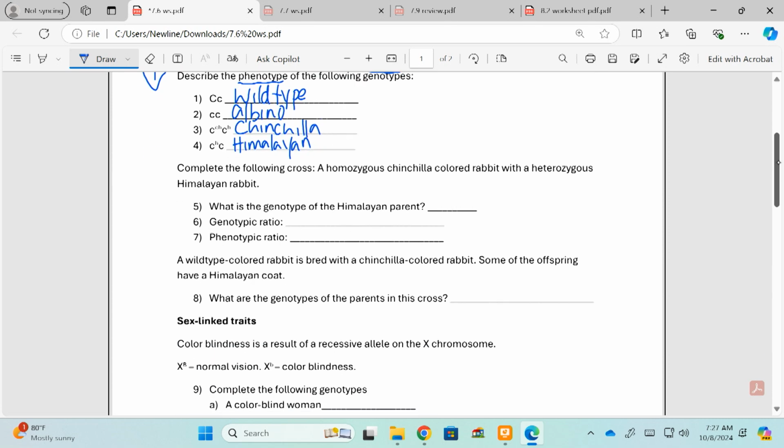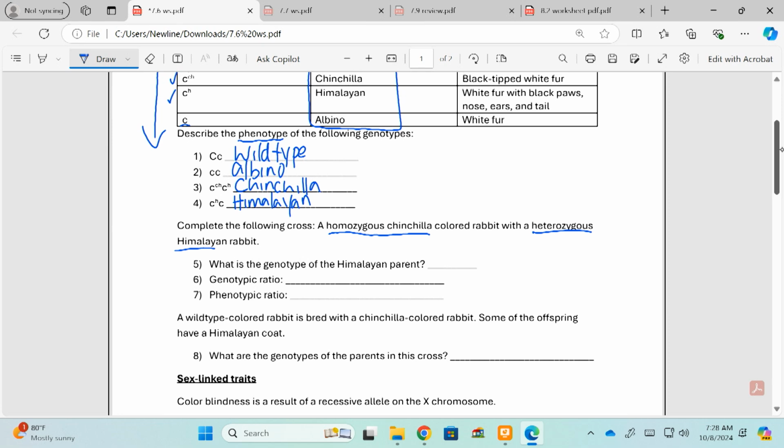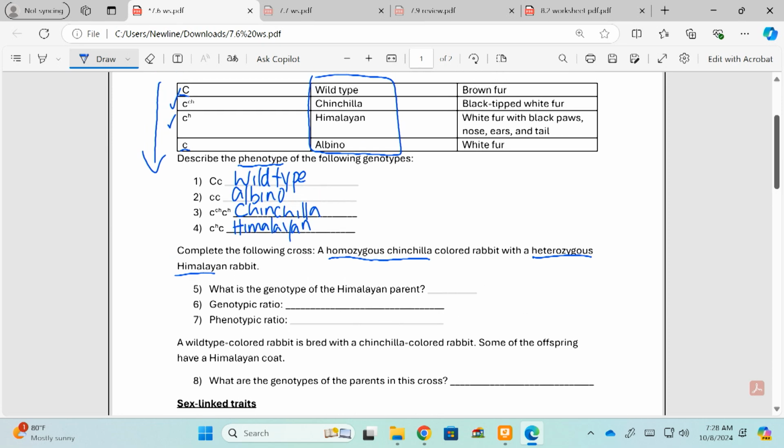So this is where it can really get confusing. Okay, so it says complete the following cross. A homozygous chinchilla colored rabbit with a heterozygous Himalayan rabbit. Okay, so we know the full genotype of one of these. Because this says homozygous chinchilla, we'll just use this allele twice. So let me go ahead and draw my Punnett square. And we'll start filling this in.